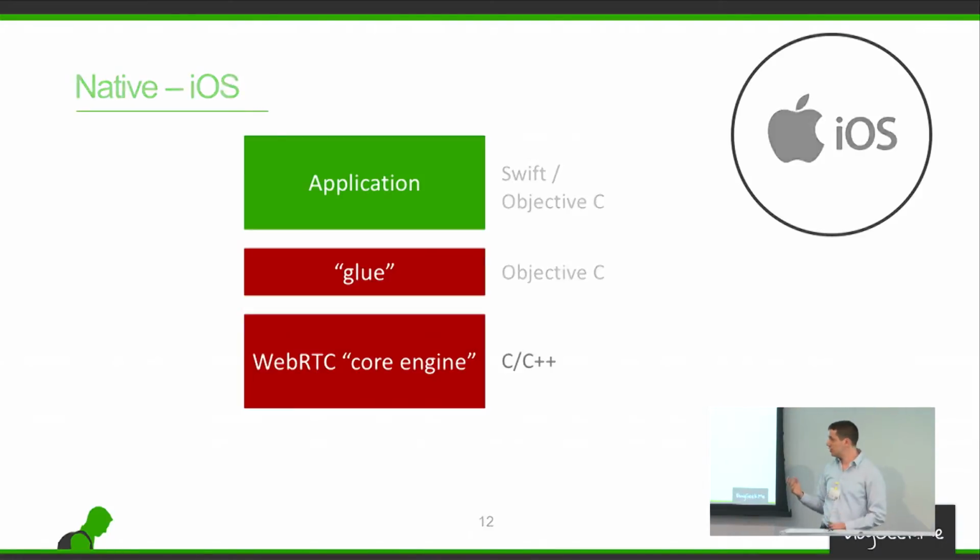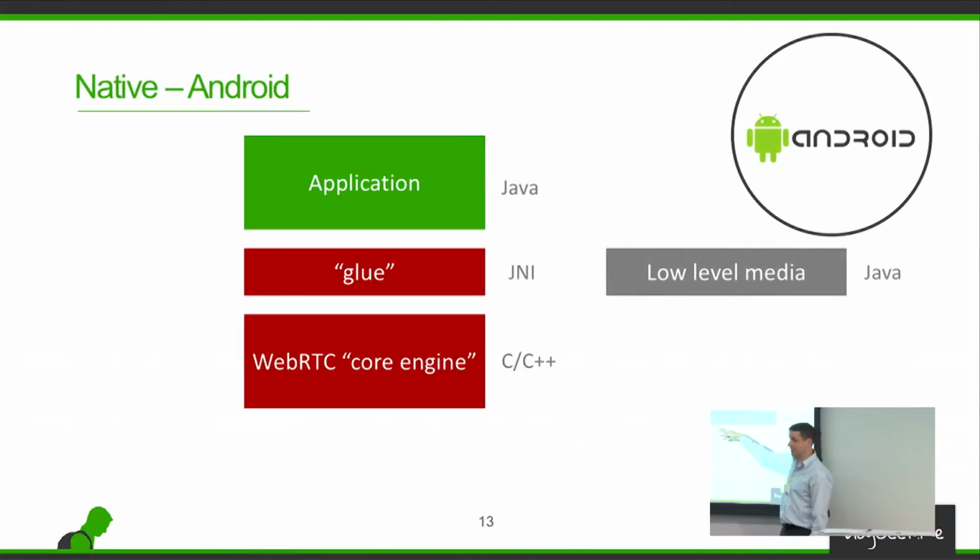When we move to Android, then that glue is going to be JNI. Your application will be written in Java, and there's this minor complication, or detail, that all of the low-level media stuff you need to access through Java, and you can't access through C code. So you get these libraries as well from the WebRTC code, but you need to know of these different changes and architectures that are there.